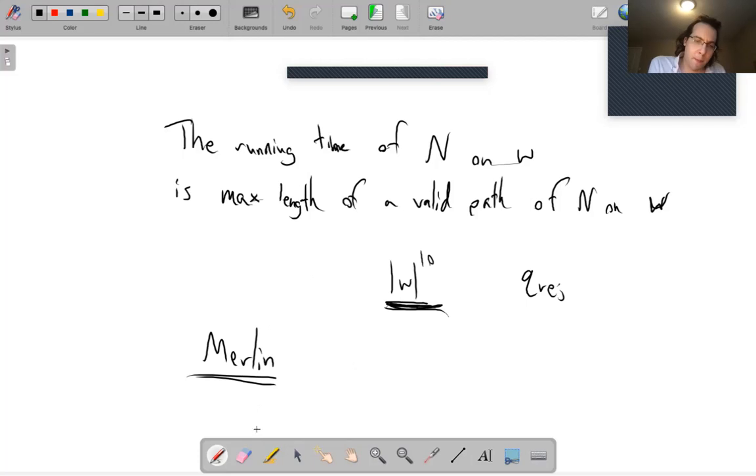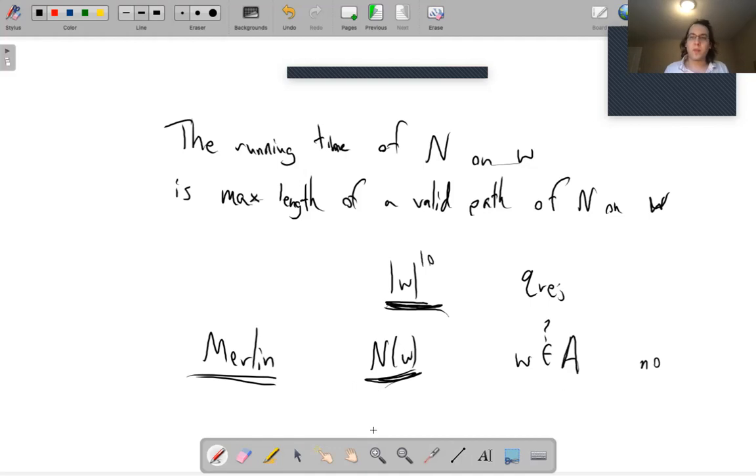The problem is Merlin gets paid when you accept. Merlin gets paid when you accept, not when you give the right answer. So when you run N on w, suppose you want to check if w is in A. So you want to ask, is w in A? There's a right answer, right? Maybe the right answer is no. But Merlin gets paid when you say yes.